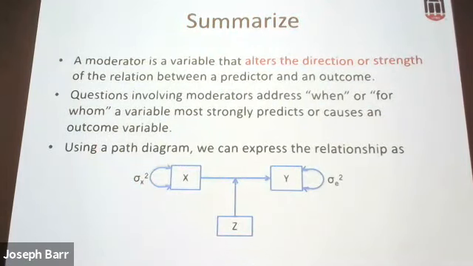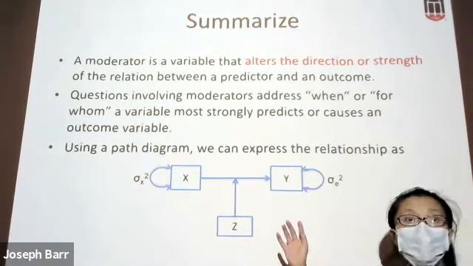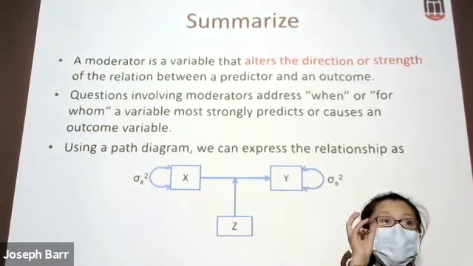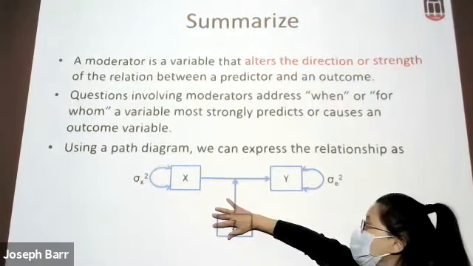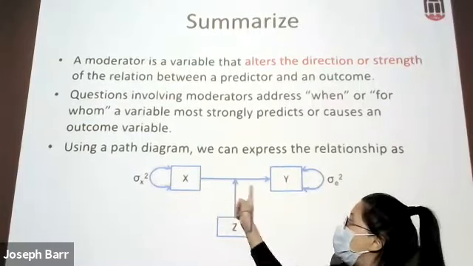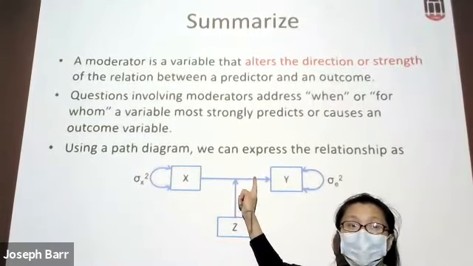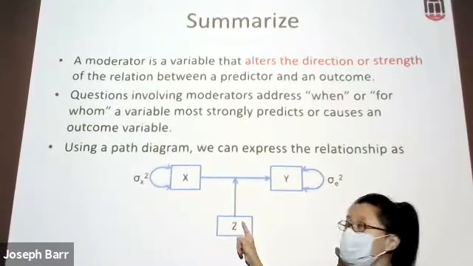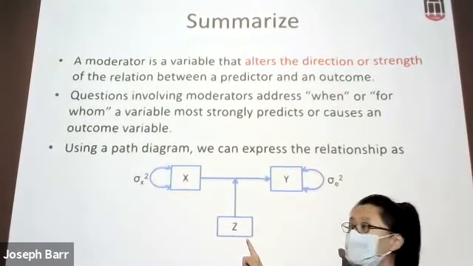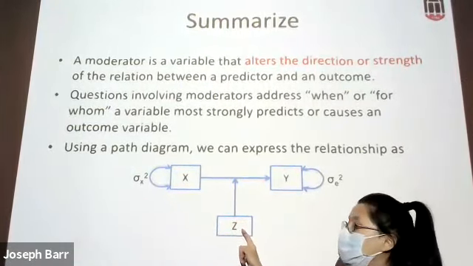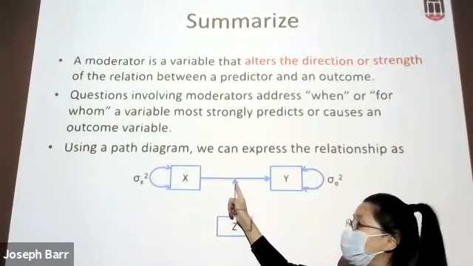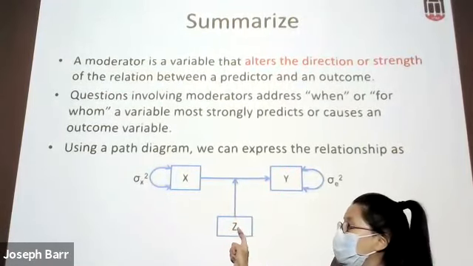So let's have a summary. In SEM, we may use this path diagram to show the moderation effect. Originally, we have X and Y. And this path or coefficient might be different based on the value of Z. The Z might change the coefficient here.